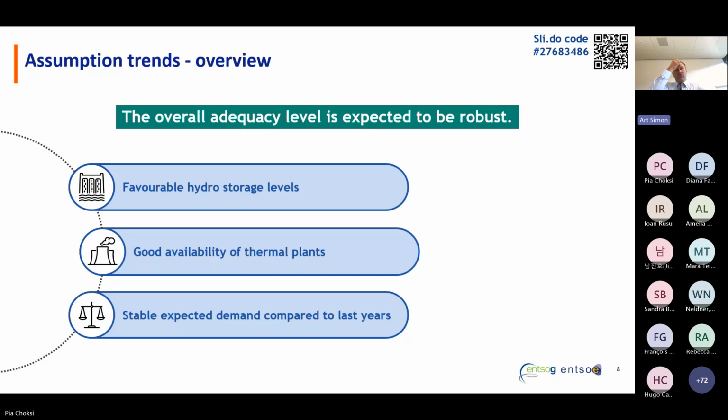Thank you. So this is the general trend. To make it short, the overall adequacy level is expected to be robust. Why? Because the hydro storage levels have been reported as quite favorable for this November. Also, the availability of thermal plants is expected to be good, and the demand compared to last year's looks comparable.